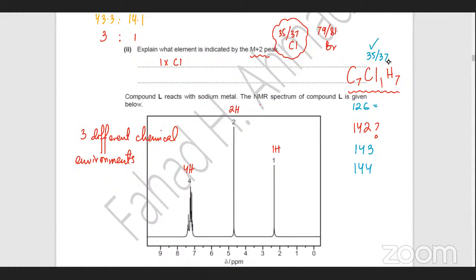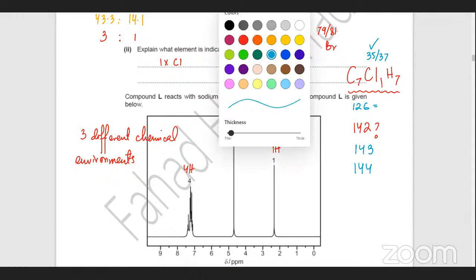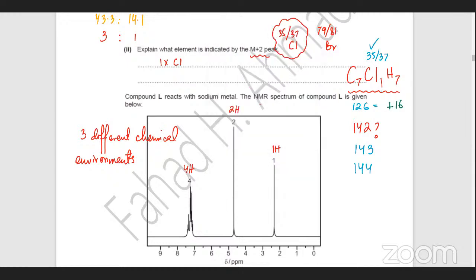126 means that there's still a difference of 16. So you still need to add 16. That means there's an oxygen present as well. So there's probably 1 oxygen present. Is this clear?